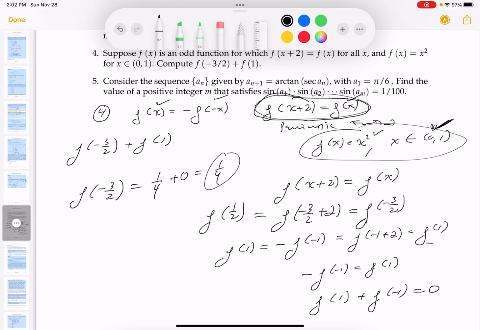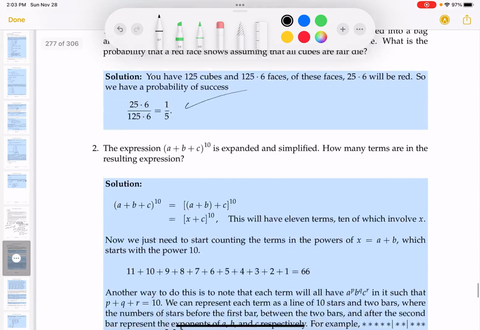Let me see if I do see it. F of 1 minus 1. No, it's okay. F of 1. F of minus 1 equals f of 1. Yeah, 1/4. Let's take a look at the key.